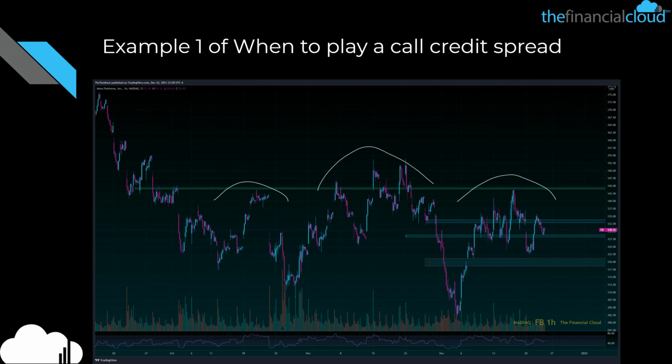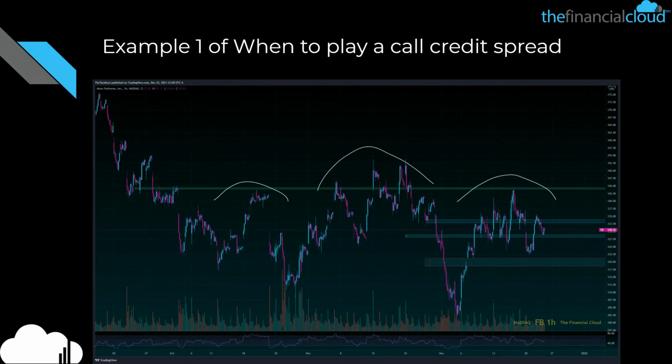So let's talk about when you're going to play call credit spreads. This is a bearish scenario where you're very sure the stock is going to go down, or at least not up. So I just have Facebook here. This is an example of where I see a head and shoulders, and I see a rounding action, potentially a diamond forming on the right shoulder, with lower volume on the right shoulder as well, and some other indicators where I think this is going to go down, right?